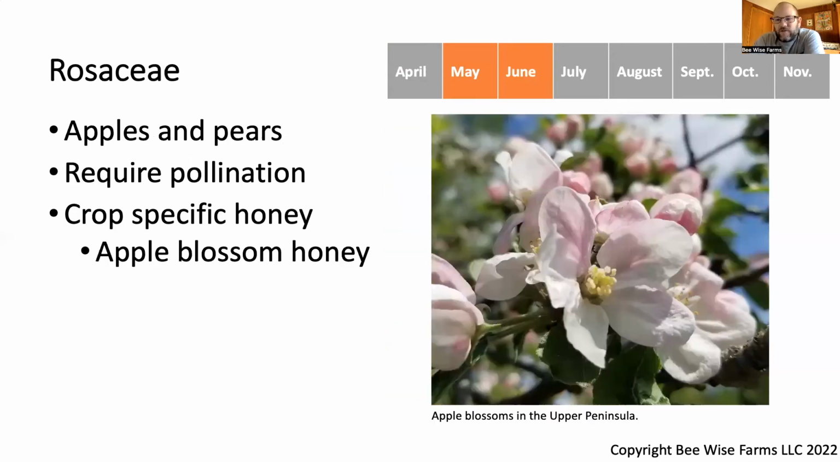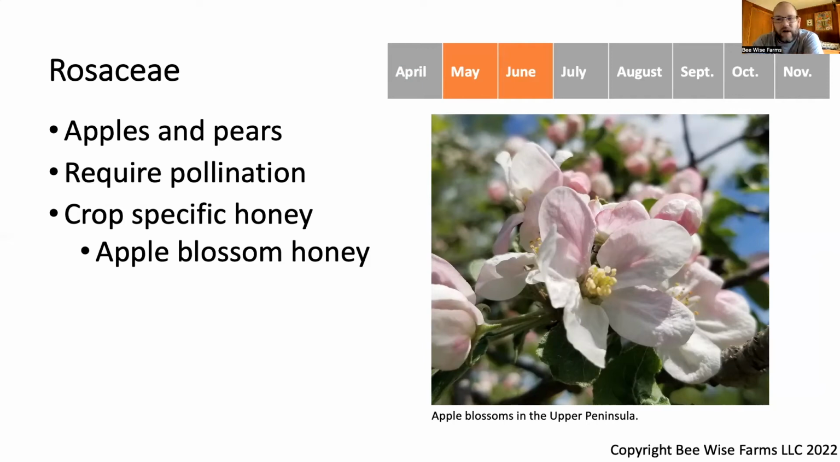Same thing goes for the Rosaceae family. These are apples and pears. These require insect pollination as well, and you can get those specific honey crops. One of the first fields that we kept bees on in Michigan was an organic apple orchard, and it was a huge apple orchard. About every other year, we would get a good apple blossom honey. Again, it's weather related. Oftentimes, when these are flowering, it's too cold or rainy for bees to really take advantage of them.